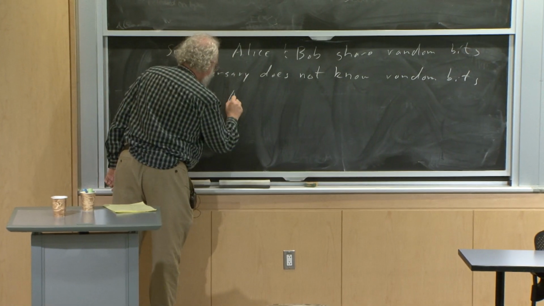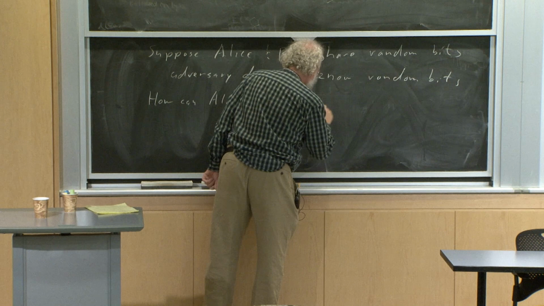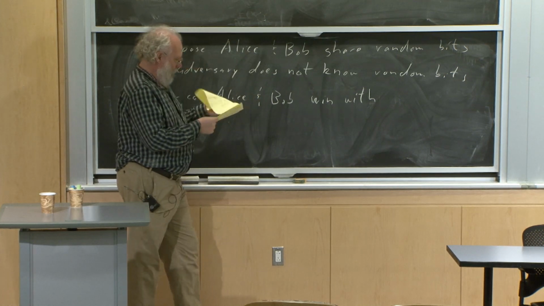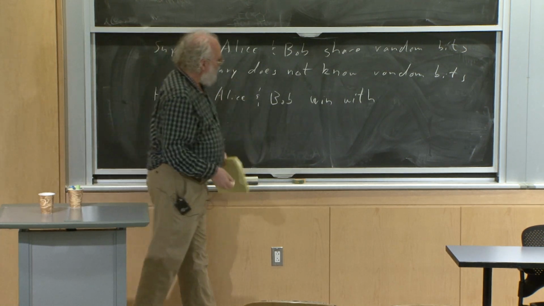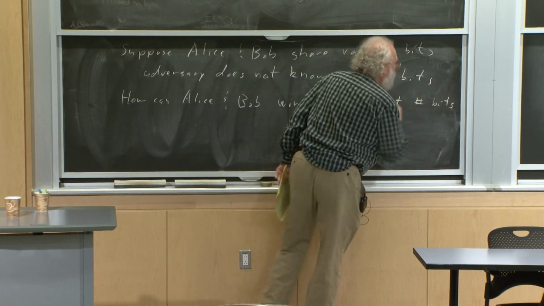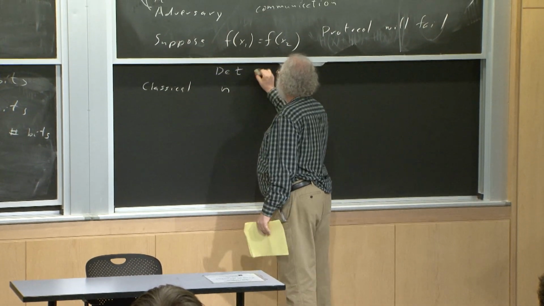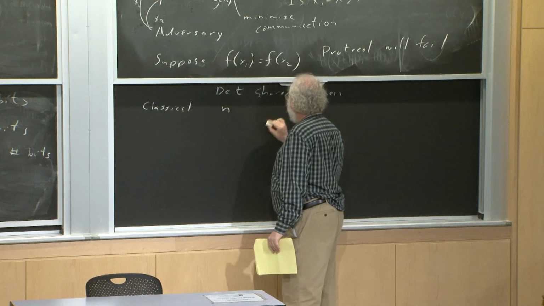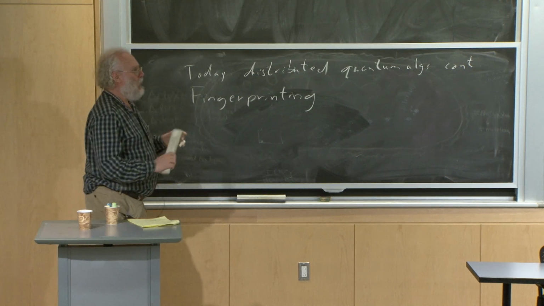How can Alice and Bob win with, gosh, actually, I think they win with a constant number of random bits. Deterministic, so shared randomness, O of 1. Well, the answer in this case is not at all clear.